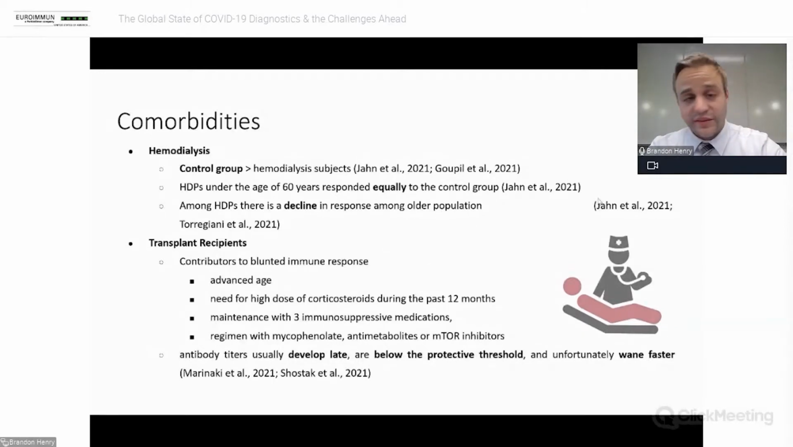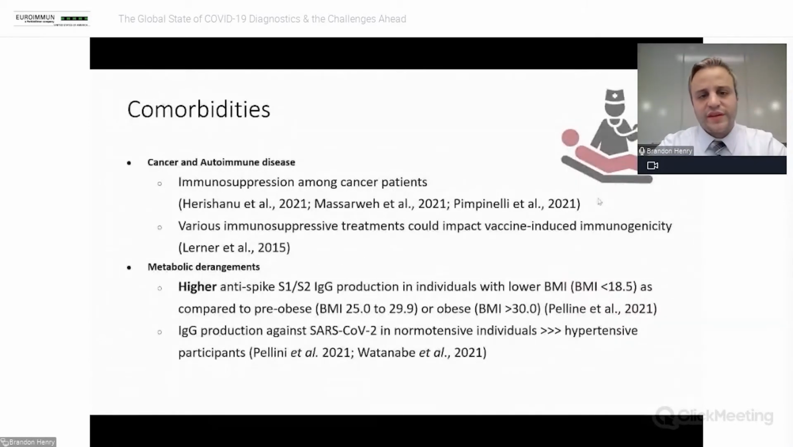Comorbidities, and there's a lot of these, and we're just going to point out a little bit of the data here. Hemodialysis, right? Patients who receive hemodialysis have a significantly lower antibody response than healthy controls. That is also impacted by age, and I think all comorbidities are complicated by advanced age. Transplant recipients tend to develop a later antibody response that is significantly likely below the protective threshold, and unfortunately they have faster decay in their antibodies. Cancer and immunosuppression, another whole group of patients who have significantly lower antibody responses and faster waning of immunity.